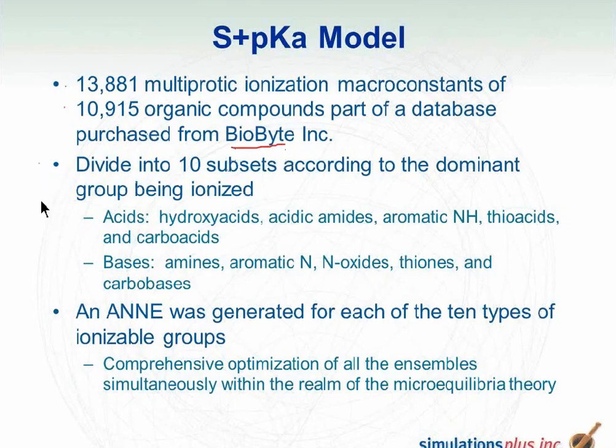We divided the molecules into 10 subsets according to the dominant group being ionized. So for acids, we had hydroxy acids, acidic amines, aromatic NHs, thioacids, and carboacids. For bases, amines, aromatic nitrogens, oxides, thiones, and carbobases. Then an artificial neural network ensemble was generated for each of these 10 groups, and then they were combined together with a comprehensive optimization of all the ensembles simultaneously within the realm of the microequilibrium theory.